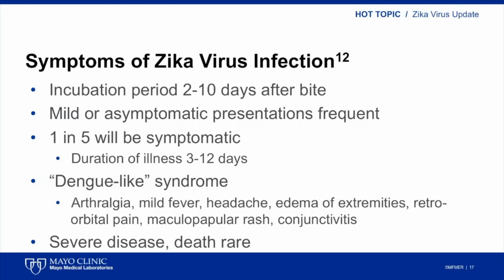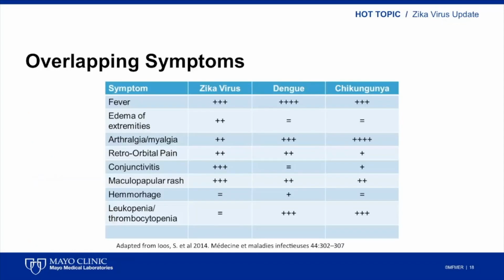Again, this will complicate the diagnostic picture. Severe disease requiring hospitalization and death is rare. Here's a comparison of symptoms noted in Zika virus infection, dengue virus infection, and chikungunya virus infection. These diseases demonstrate a significant overlap in terms of mosquito vector transmission, geographic prevalence, and symptomology.